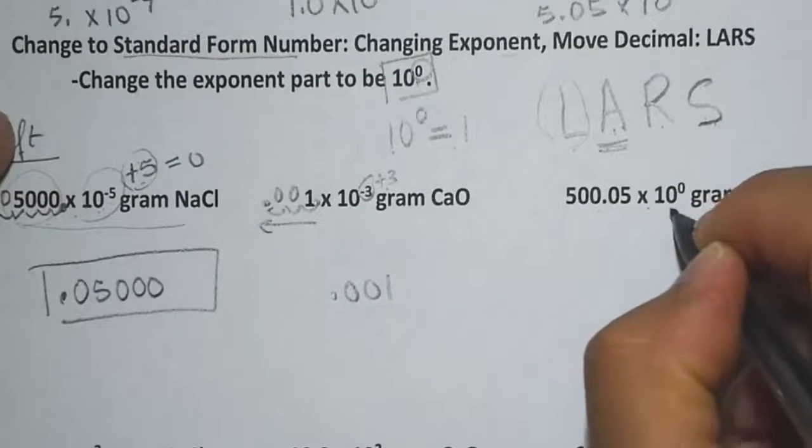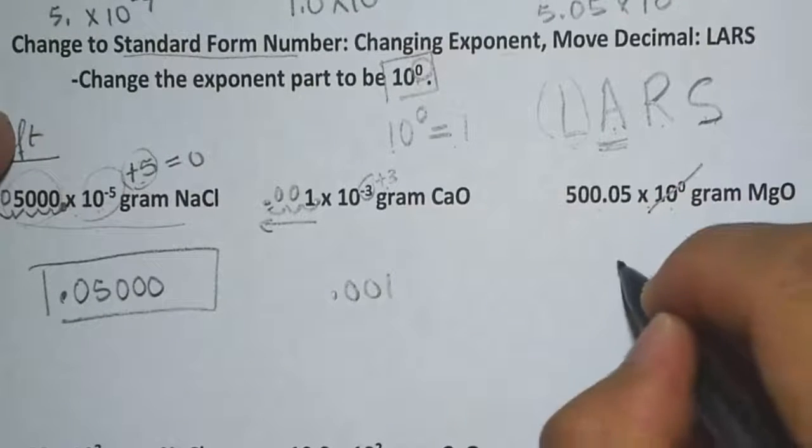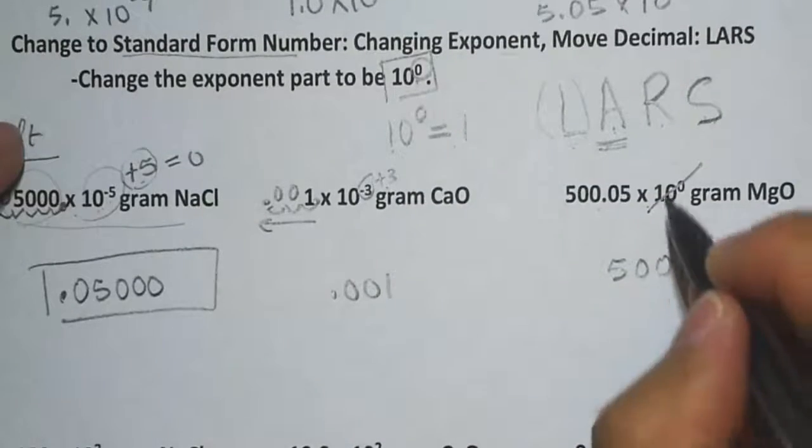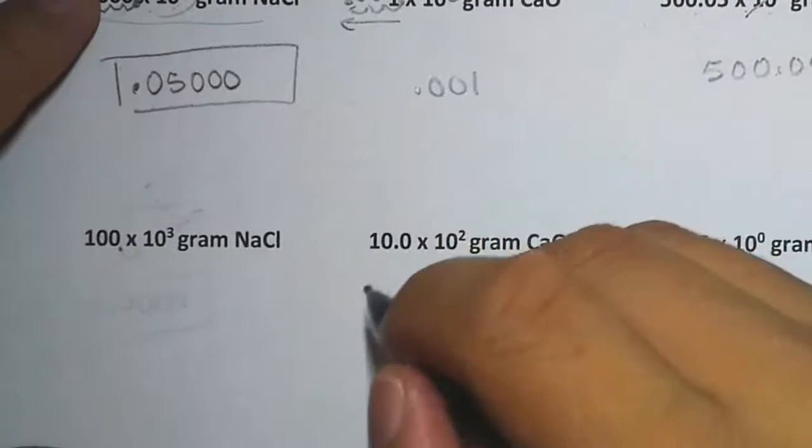500.05 times 10 to the 0. This is already to the 0, so our answer is just like this, because 10 to the 0 is 1. Let's do some more examples down here.